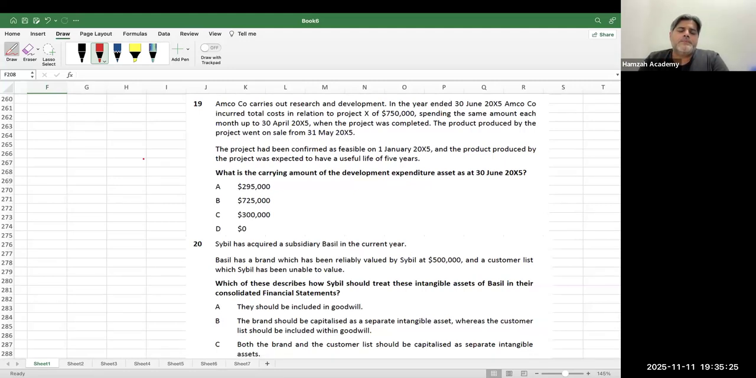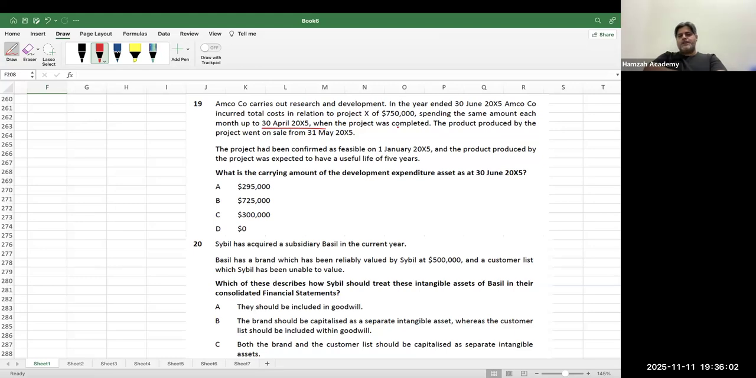AMCO carries out research and development in the year ended 30th June 25. AMCO incurred a total cost in relation to the project of 750,000, spending the same amount each month up to 30th April 25 when the project was completed. So basically, you spent 750,000 each month up to when the project was completed, and then the product produced by the project went on sale from 31st May.